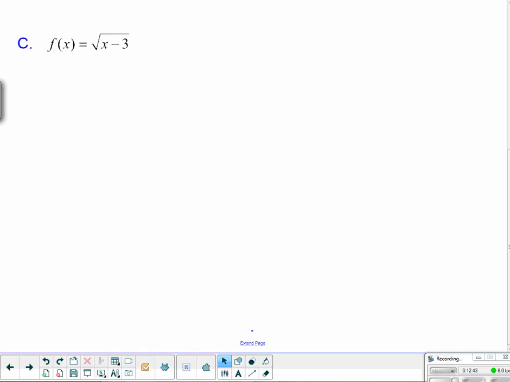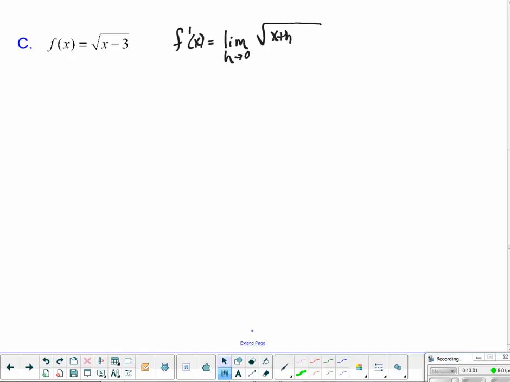Part C will be a little bit more tricky as far as the algebra goes. Let's just start it out. f prime of x would be equal to the limit as h goes to 0. I need to evaluate this at x plus h, so in goes x plus h. Then I subtract 3. Wherever I saw an x, I replaced it with x plus h. The second part of this function is to subtract f of x, so there's x minus 3, all over h. We have the setup for our limit.